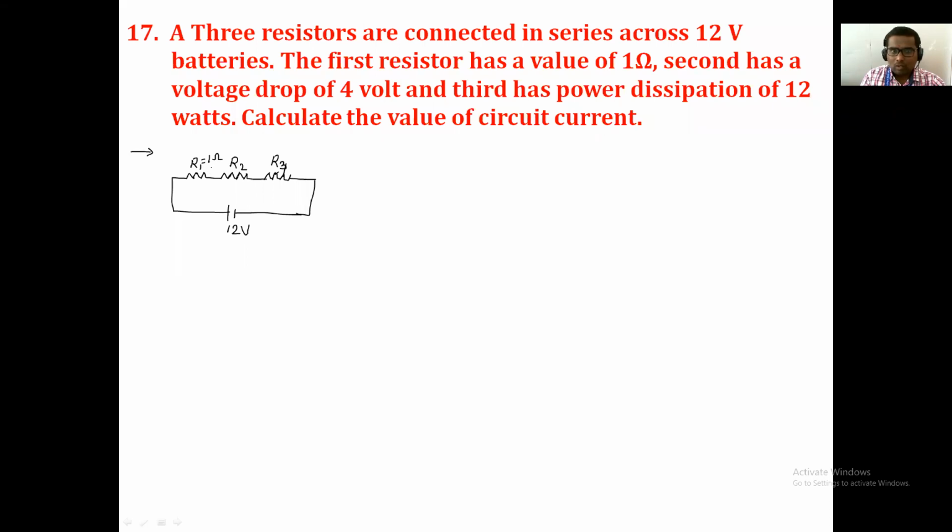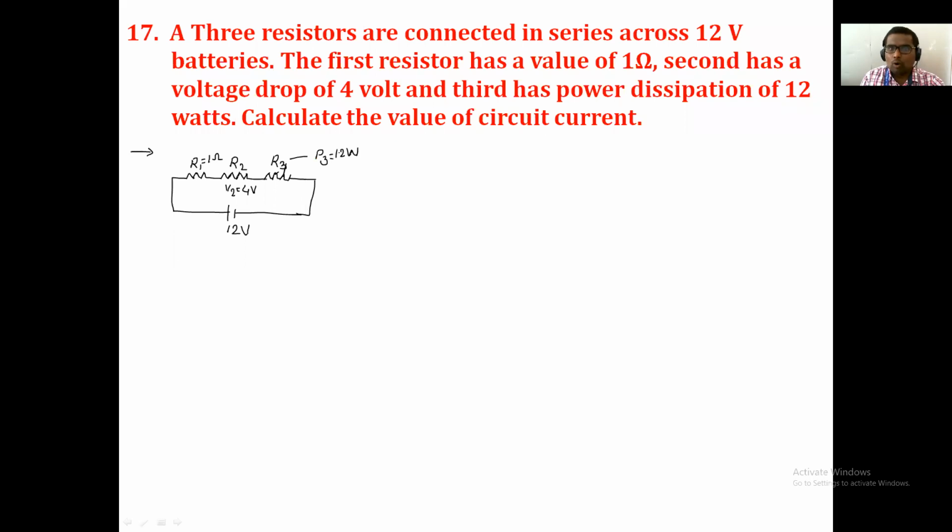Second has a voltage drop of 4 volt. Can I write it down here? V2 is equal to 4 volt. And the third has a power dissipation. Now, how much power can be dissipated by this third resistor, which is nothing but 12 watt. Is it right?